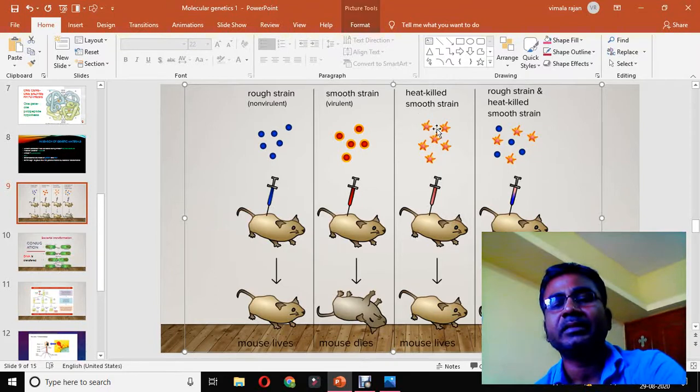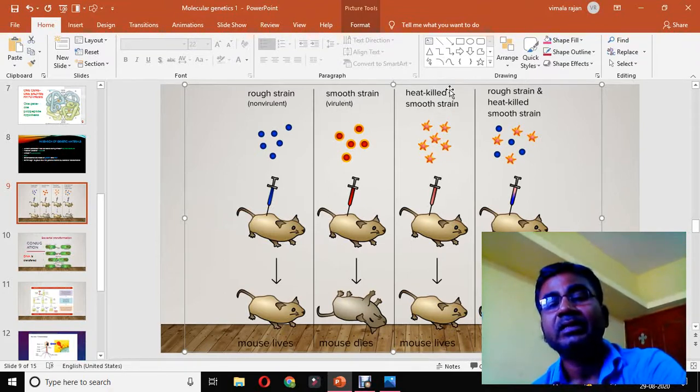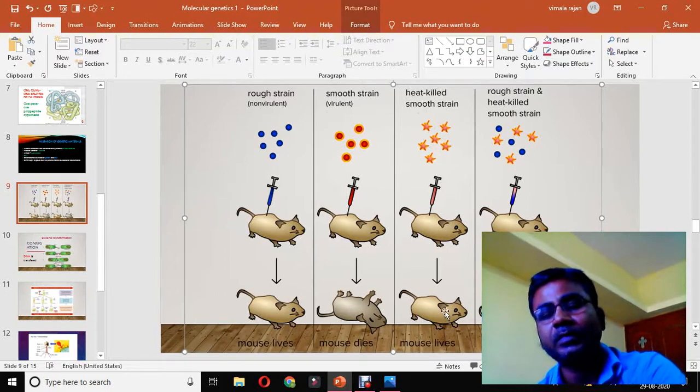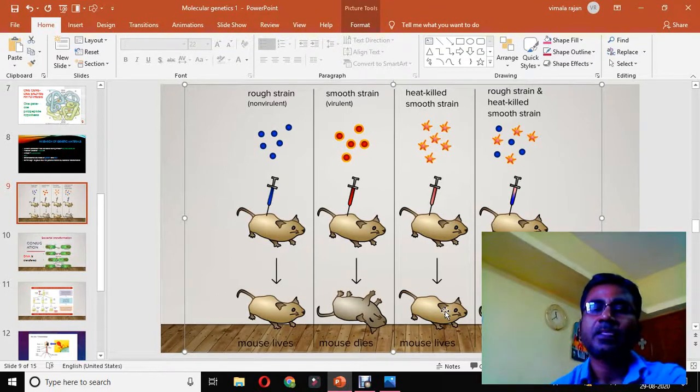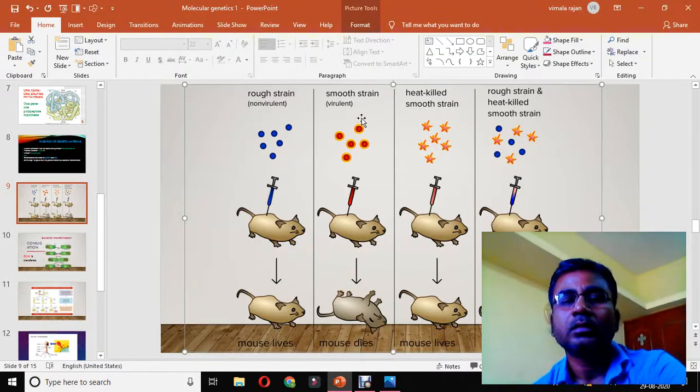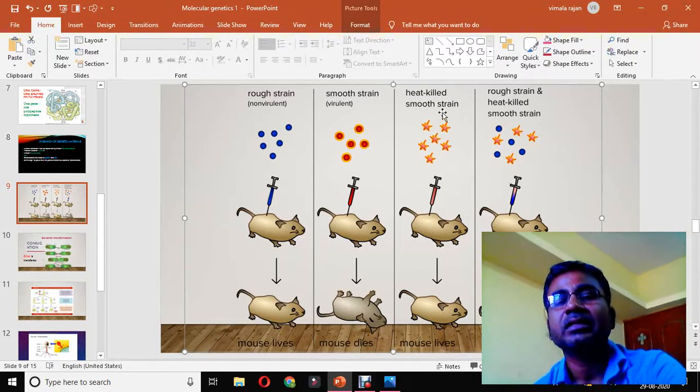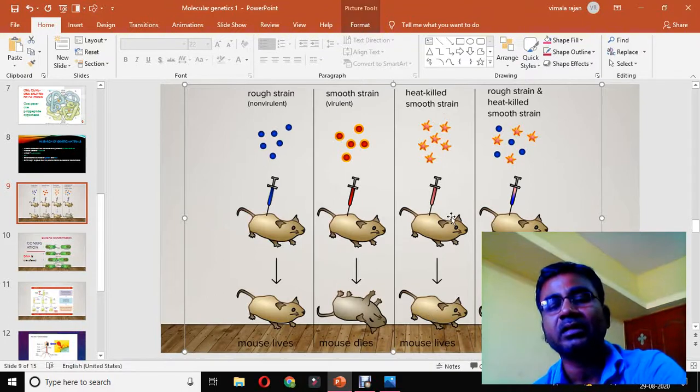And the third type, look at it here, the mouse is injected with heat killed smooth strain. Smooth strain is actually virulent and will kill, but here the smooth strain is killed by heat. When the heat killed smooth strain is injected, the mouse is alive. If it is a normal smooth strain, the mouse dies. With the heat killed smooth strain, the mouse is alive. It is incapable of causing death.